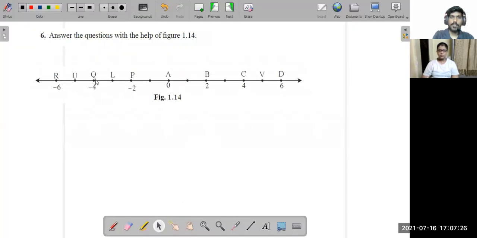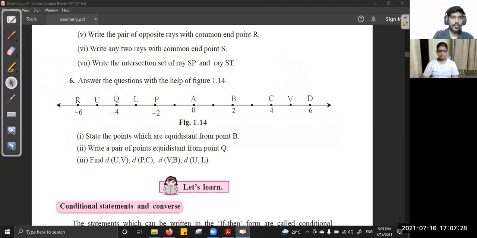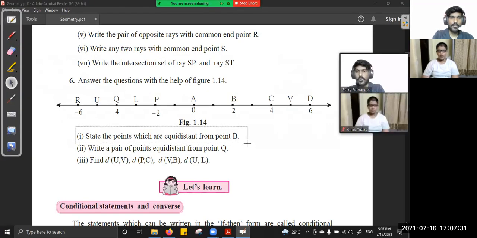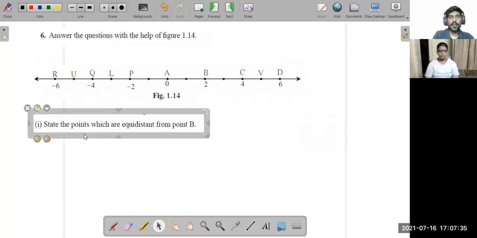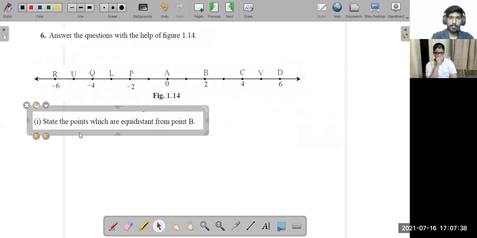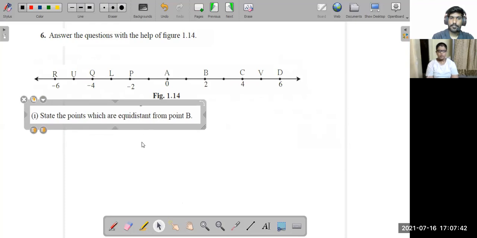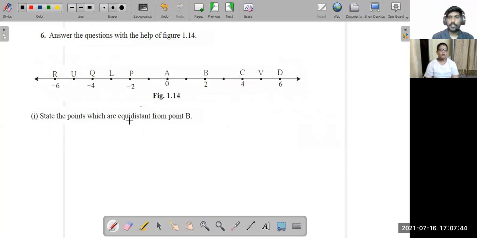So we have to look at this number line and answer the following questions. The first one is, state which points are equidistant from B. What do you mean by equidistant? They are equal distance from point B. Correct. You have to find the points which are at equal distance from point B. So can you name them?